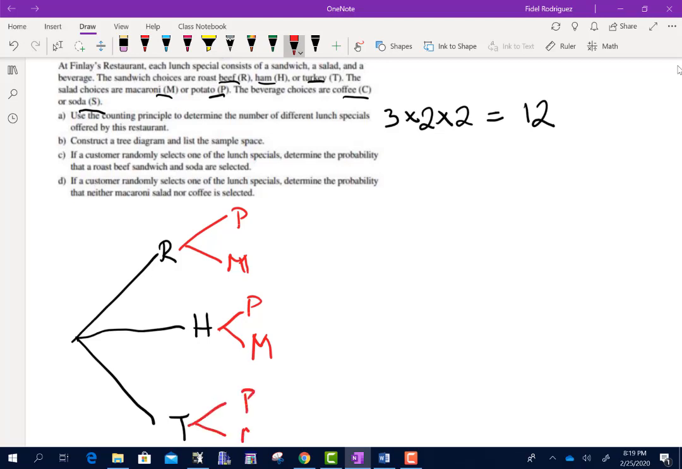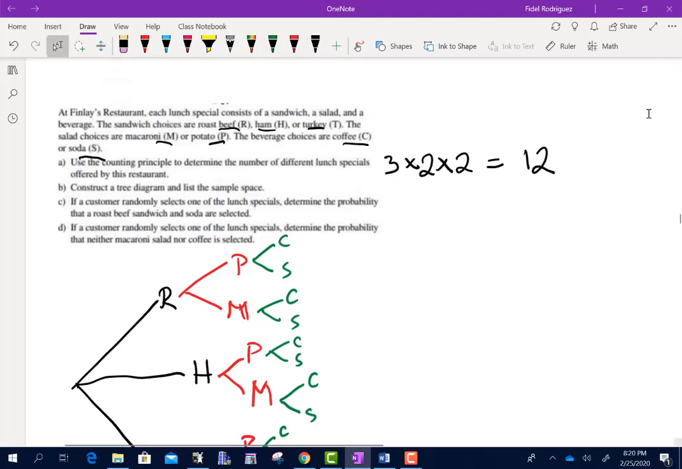Potato salad or macaroni salad. And then when we choose our beverage, we can either choose coffee or soda. For each one, coffee or soda. Okay. This is why we call it a tree diagram, because it looks like little branches of a tree. Okay. Coffee or soda. All right, so there is my tree diagram.